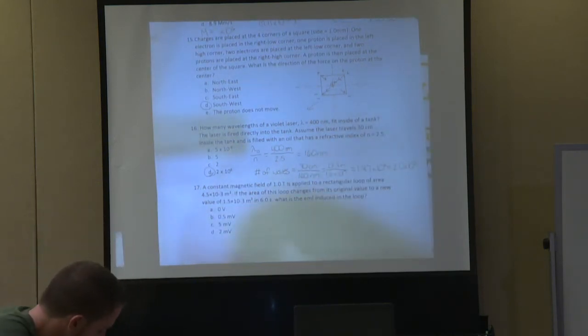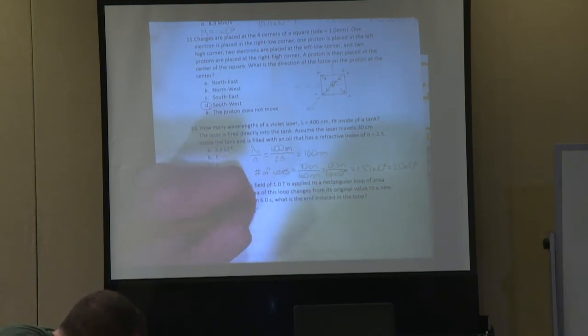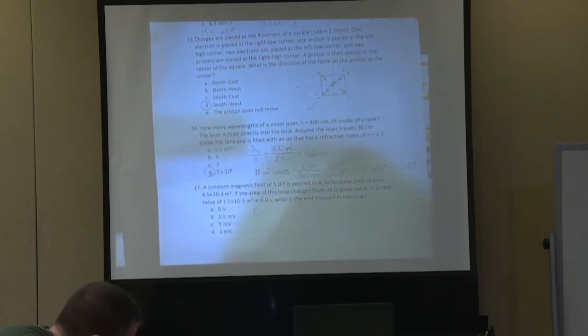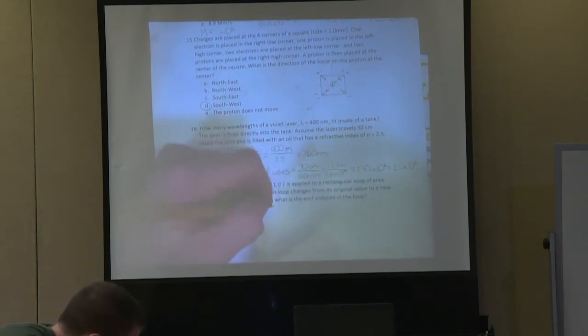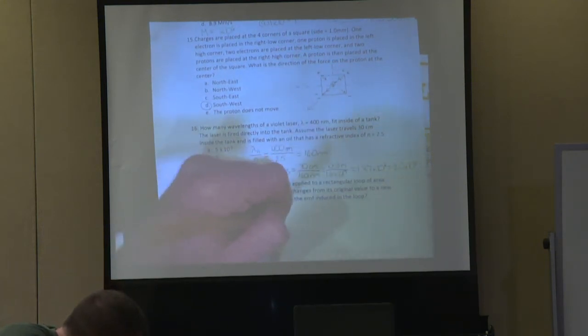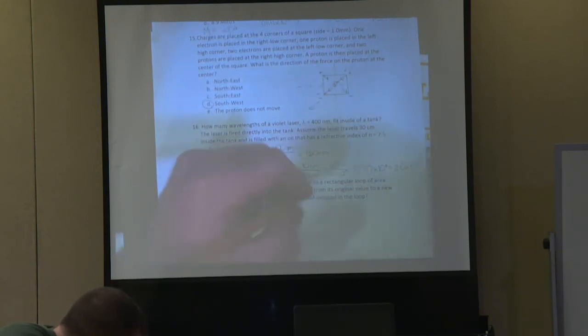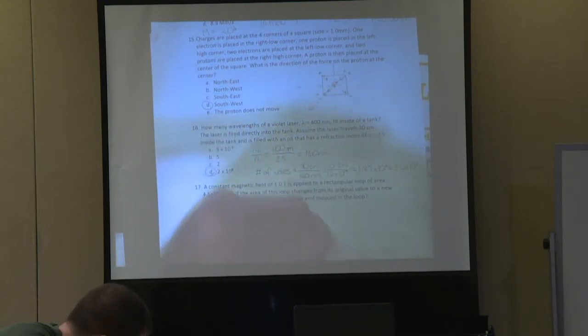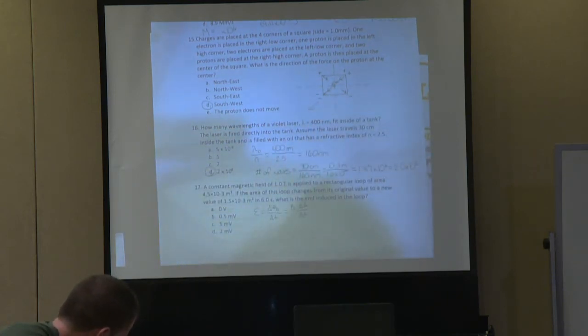So we are looking for EMF. We're given a magnetic field and area. EMF equals the change in flux over delta T, which is equal to B times change in A divided by delta T. And then once we get that, it's just plugging it in.